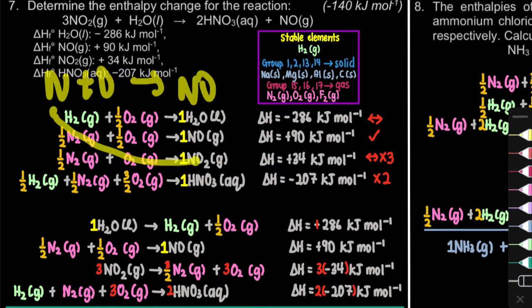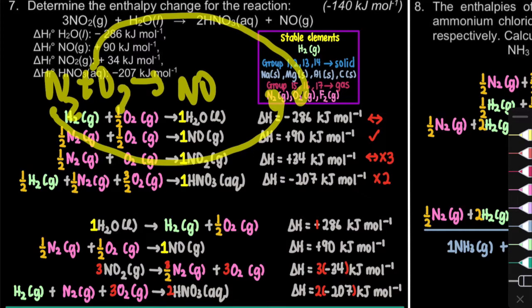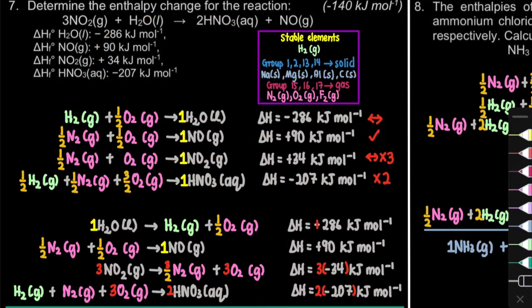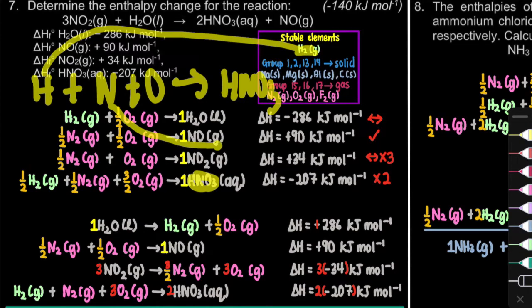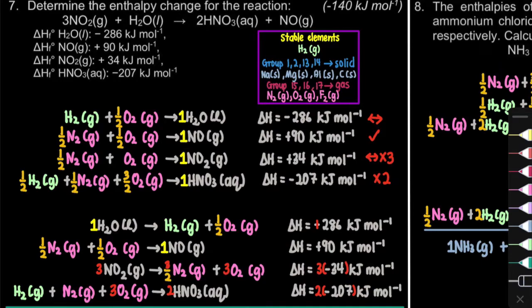What is the stable element of nitrogen? It is N2. Oxygen, what is the stable element? O2. And then you have to make it balance. For this part, HNO3, we have an extra atom, right? It means that we have hydrogen, nitrogen and oxygen. Hydrogen's stable element is H2, then N2, and O2. Then you have to make sure the equation is balanced, and since this is the formation, it must be 1 mole of product.